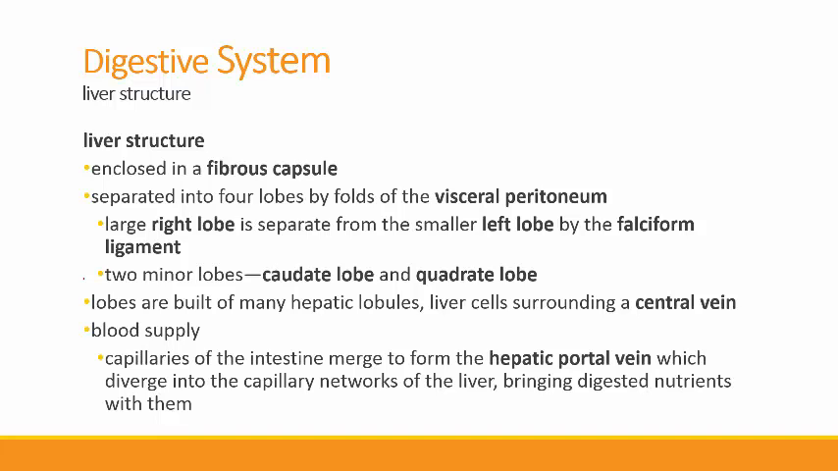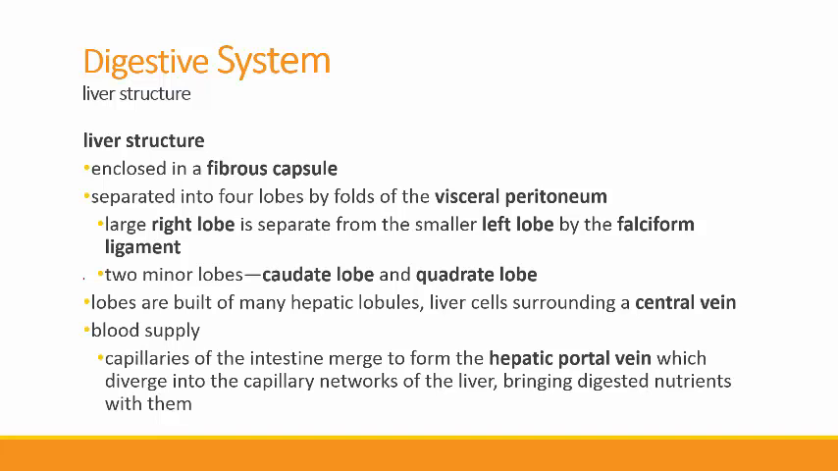The visceral peritoneum that covers that is external to this fibrous capsule dives into the liver structure, and it separates the liver into the 4 lobes. There's a really large right lobe separated from the left lobe by the falciform ligament. So right and left are separated by the falciform ligament. And then there are 2 smaller lobes, the caudate lobe and the quadrate lobe.